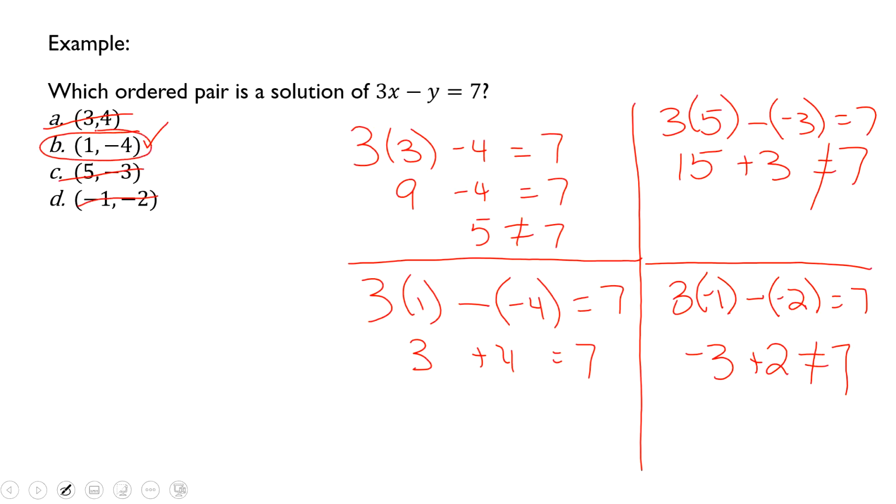So they gave us one where there's only one possible answer. And that's all we're doing for problems like these. Is it a solution? Plug it into your equation and find out if it works.